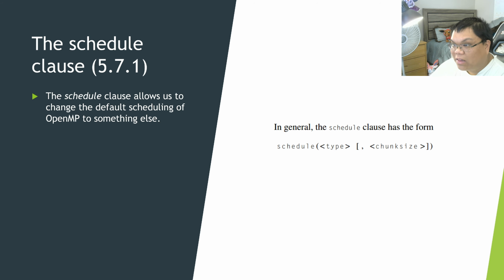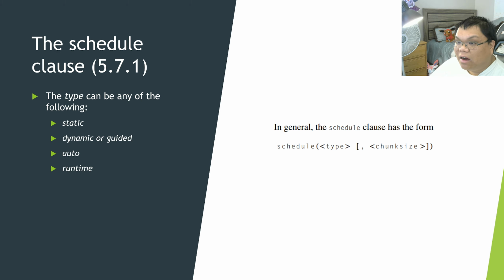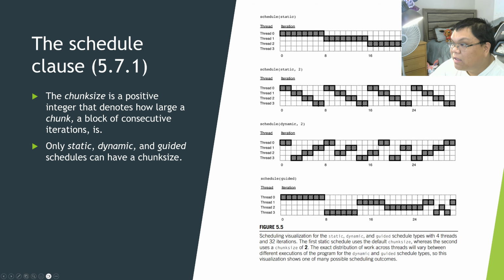The schedule clause allows us to change the default scheduling of OpenMP to something else. Your options are static, dynamic, guided, auto, and runtime. So here's the clause here. The type can be static, dynamic, guided, auto, or runtime, and we can also specify a chunk size.